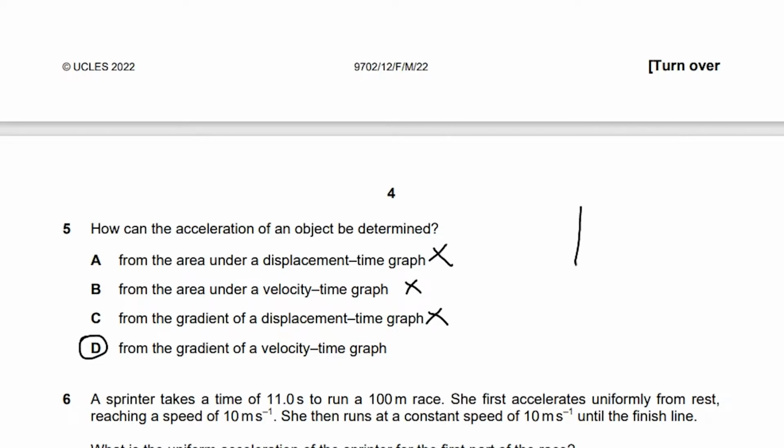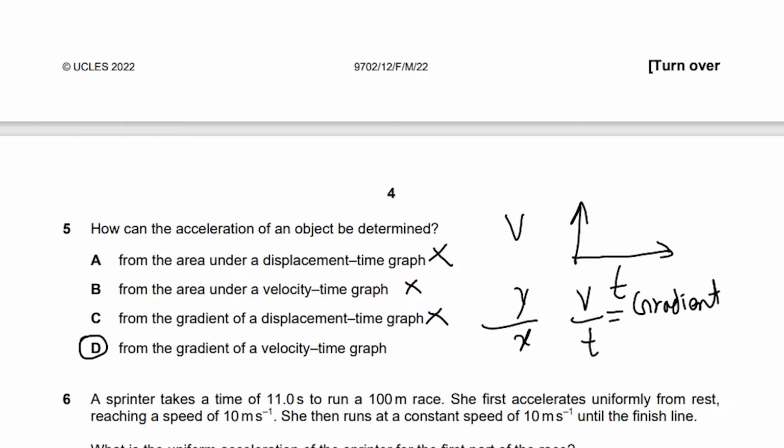In the velocity time graph, we have velocity on the y-axis and time on the x-axis. Now what is gradient? Gradient is y values upon x values, or rise over run. If you write velocity as numerator and time as denominator, this will be the gradient, and the formula for acceleration is also this. The formula for acceleration is change in velocity upon change in time, or time taken. So D is the correct answer.